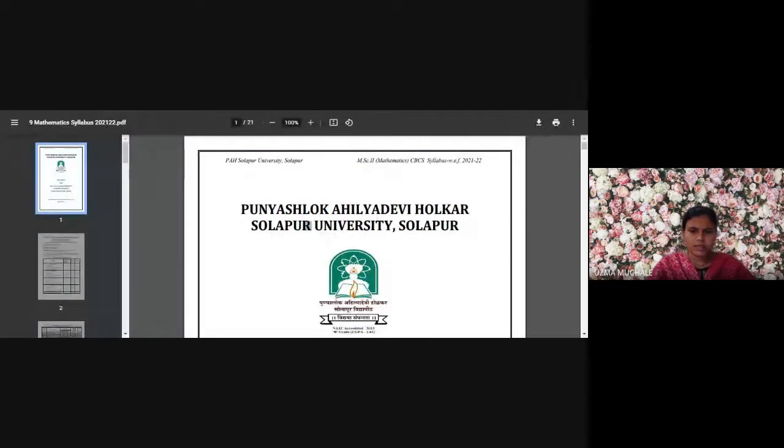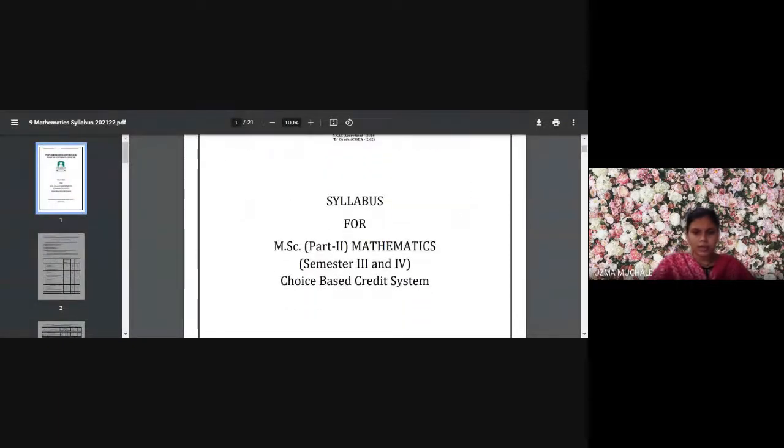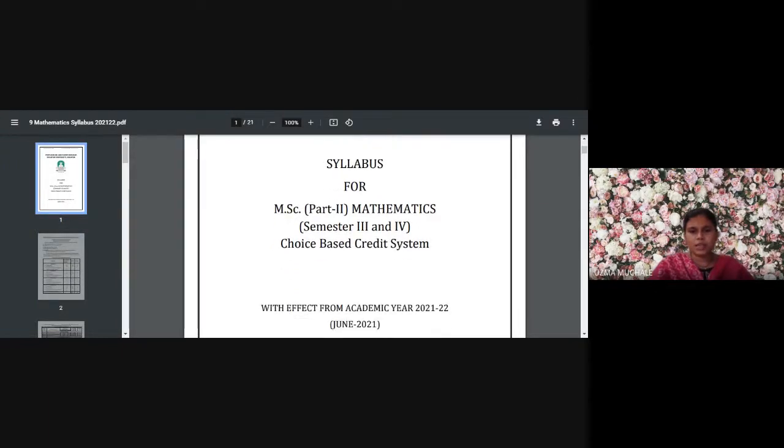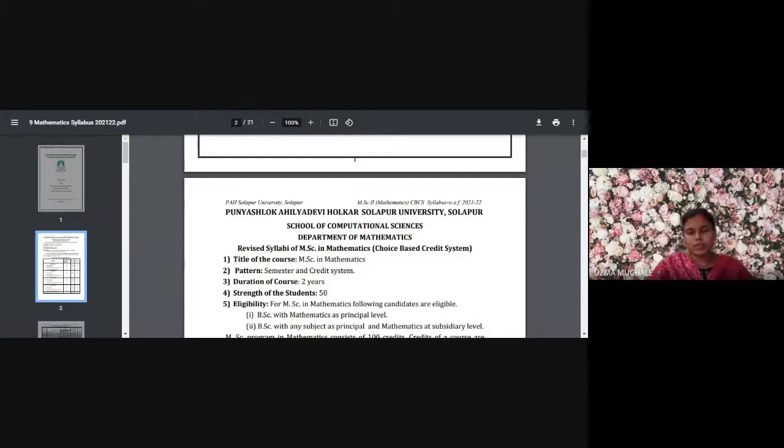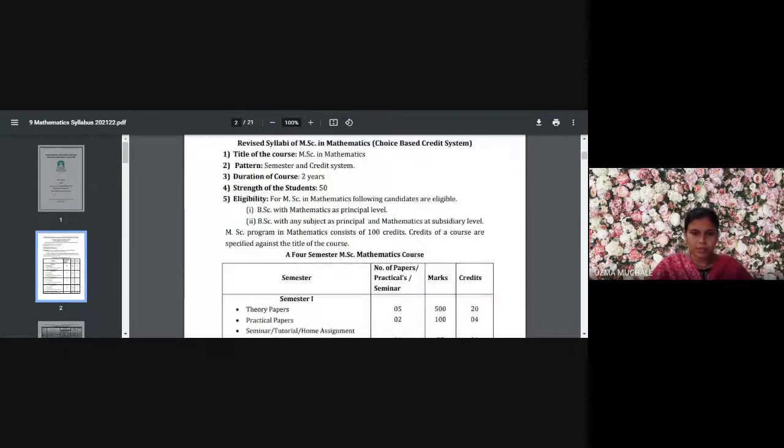Okay, let us first check what is a syllabus. This is MSc Part 2, Semester 3 and 4 syllabus and choice-based credit system. Why it is called choice-based credit system? Because you have the choice to select one paper from outside of mathematics. मतलब आपका जो subject है उसको छोड़ के आप कोई दूसरा paper select कर सकते हैं, right?